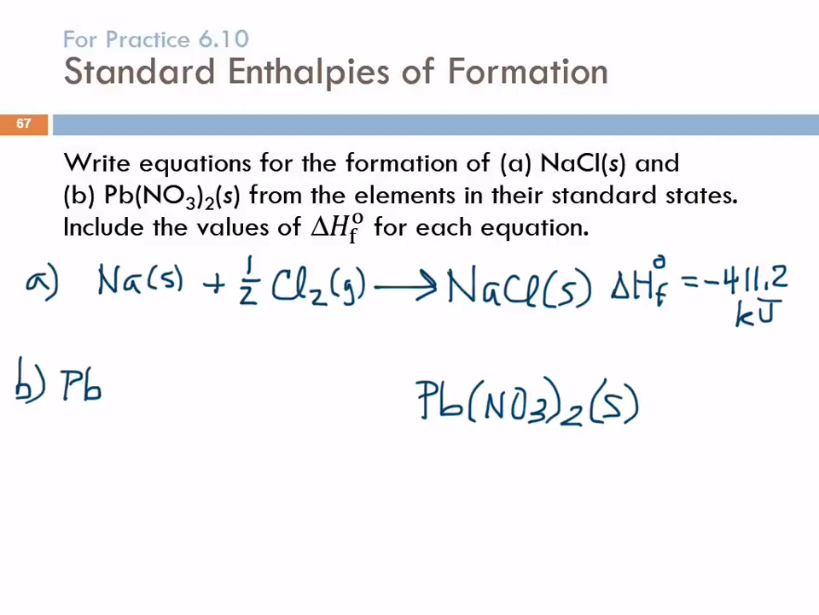So lead, what's probably its standard state? Solid. It's a metal. And we've got nitrogen. Is nitrogen a diatomic element? Yeah. And it's a gas at room temperature. So it's probably going to be N2 gas. And then we've got oxygen.